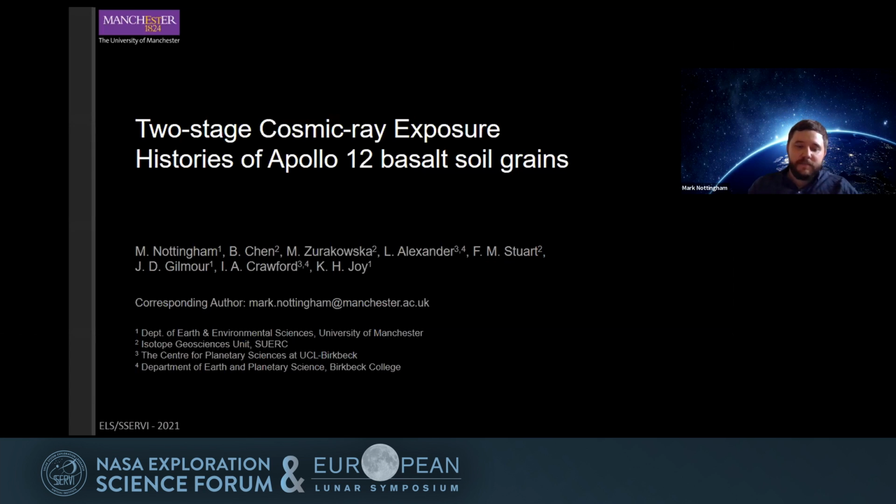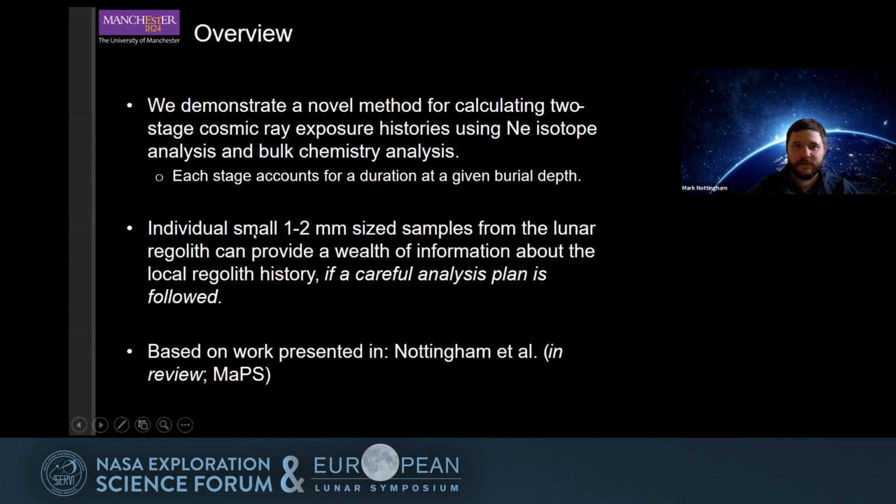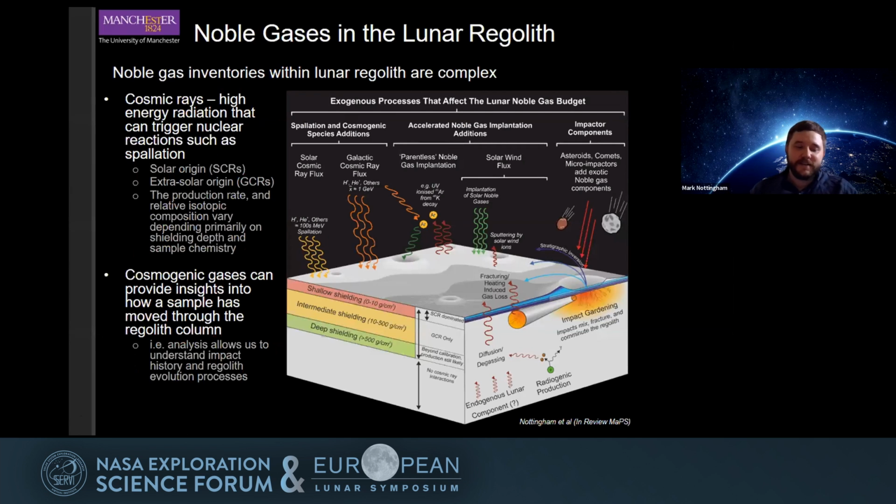Hi everyone, I'm Mark Nottingham from the University of Manchester, and today I'll be talking about a study that was a collaboration between the University of Manchester, Birkbeck College London, and the Scottish Universities Environmental Research Centre. In the study, we use noble gases derived from individual lunar regolith soil fragments to understand the evolution and impact history of the Apollo 12 landing site by modelling two-stage cosmic ray exposure histories.